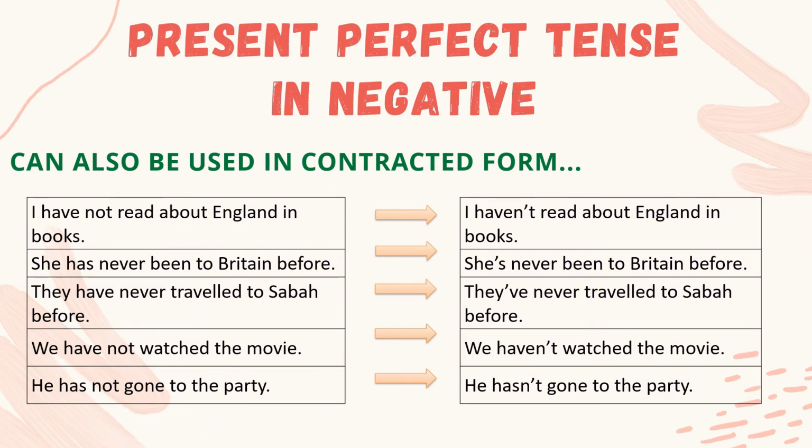Similar to affirmative sentences, we can also write contracted form in complete negative sentences. For example, I have not read about England in books. It will become I haven't read about England in books.